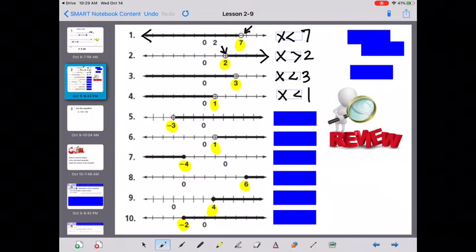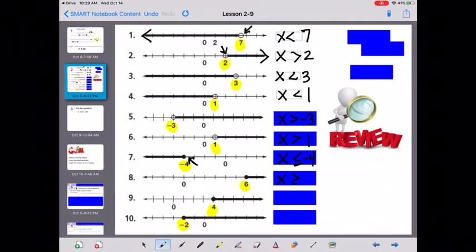x is less than 1. X is greater than -3. X is greater than 1. X is less than -4. X is greater than, oopsie, did anybody catch that? X is less than or equal to, because this one is filled in.